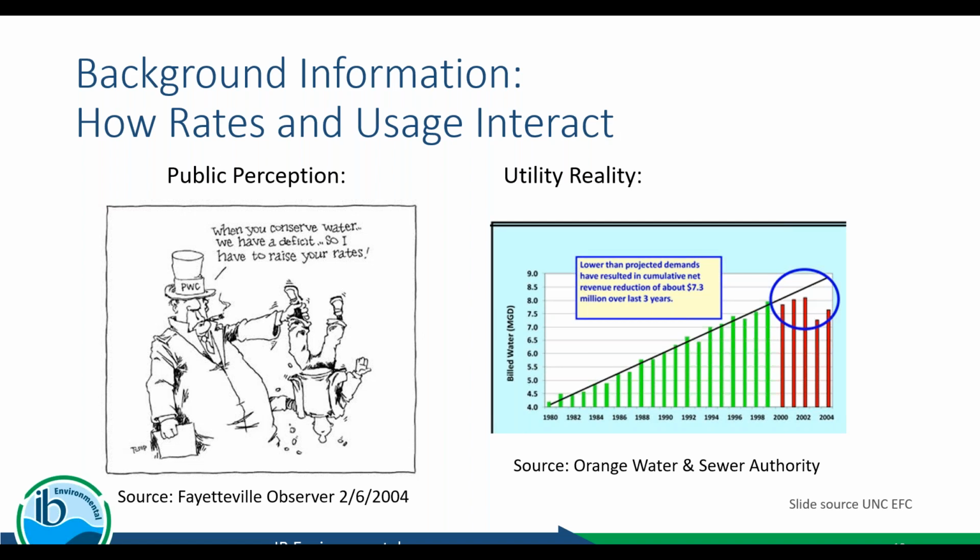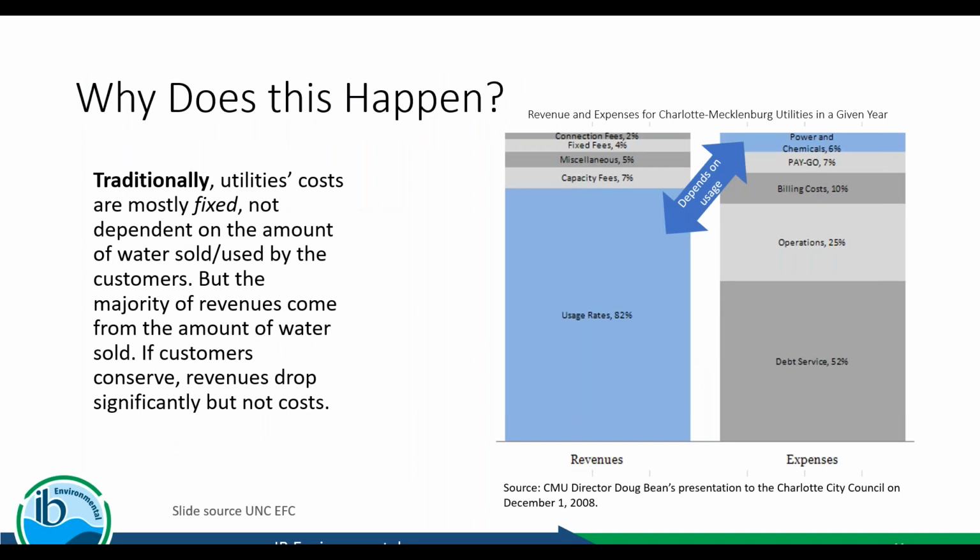But why does this happen? Why are these red bars here? And why do the revenues often not go back to the pre-drought conditions, for instance? And this is an example from Charlotte-Mecklenburg. Again, it was from several years ago, and this utility has adjusted. So that's the good news. But we will talk about base charges or fixed charges later on.